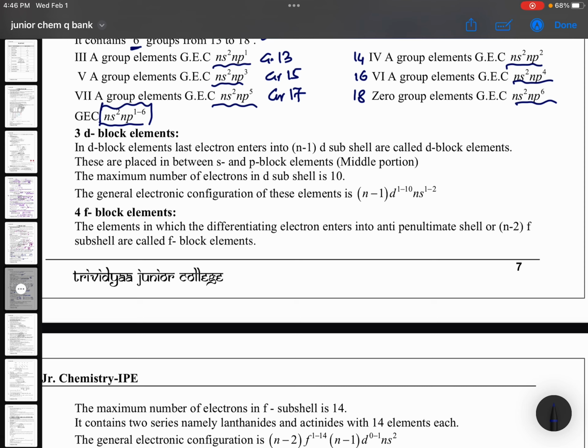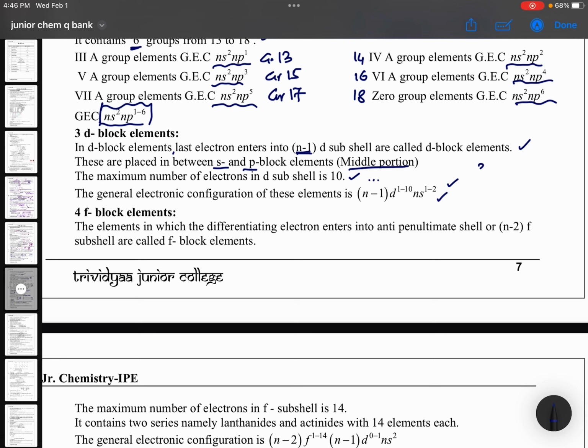Coming to d block elements. In d block elements, the last electron enters into the (n-1)d subshell. These are placed in between s and p block elements, in the middle portion. The maximum number of electrons in a d subshell is 10, so there are 10 groups. In general, the electronic configuration of these elements is (n-1)d1 to 10, ns1 to 2. Sometimes ns0 is also there.